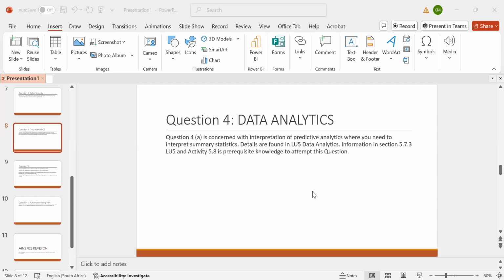So you then use that information to interpret the information, because you are given something similar to what you have in learning unit 5, probably page 35. You use that information to do that question. So it's as simple as that. That was 21 marks.